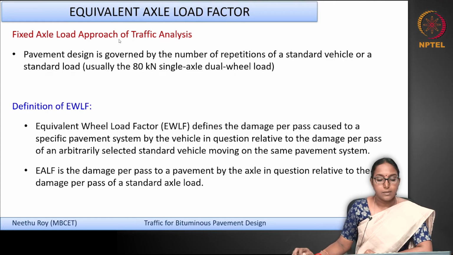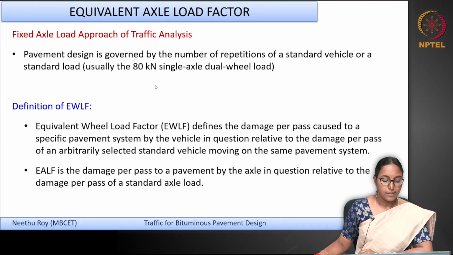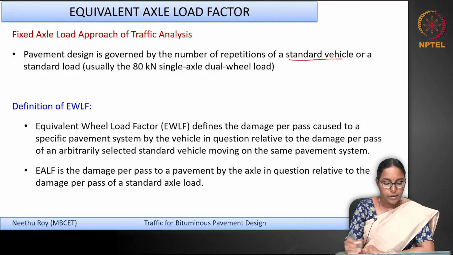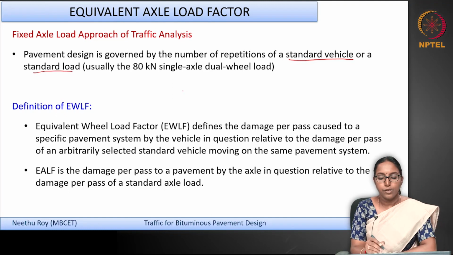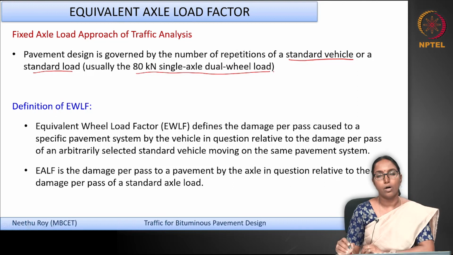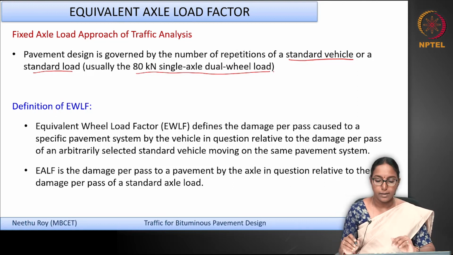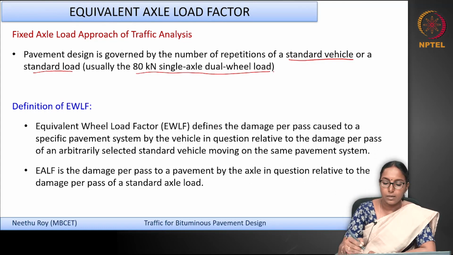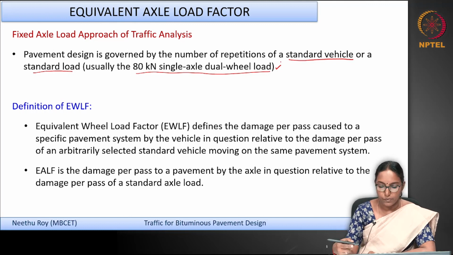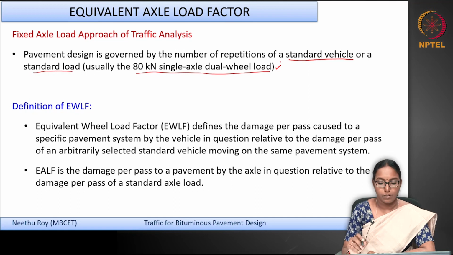The fixed axle load approach of traffic analysis is that the pavement design will be governed by the number of repetitions of a standard vehicle or a standard load. Usually, an 80 kilonewton single axle dual wheel is considered as a standard load. So all the different classes of axle loads and axle load configurations are converted to an 80 kilonewton single axle dual wheel load assembly, and the number of repetitions of this over the design period will be considered for the design of the flexible pavement.